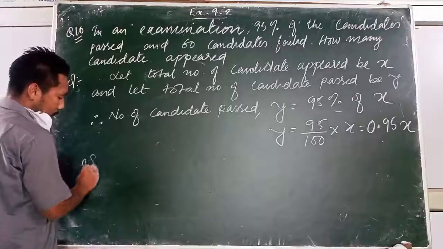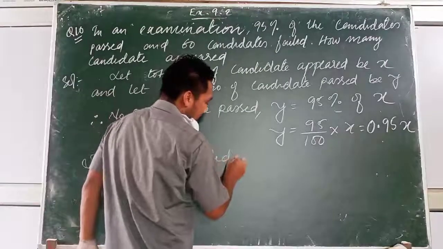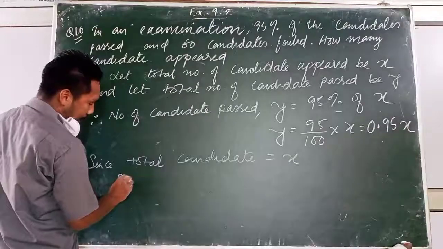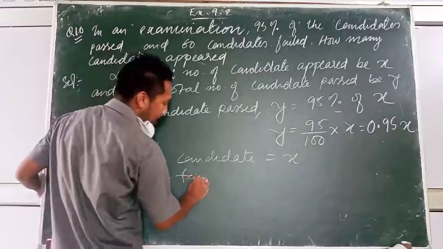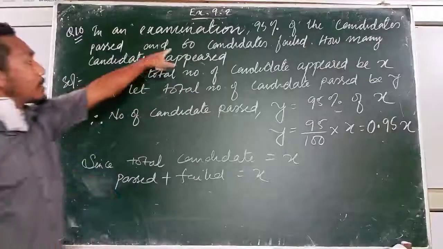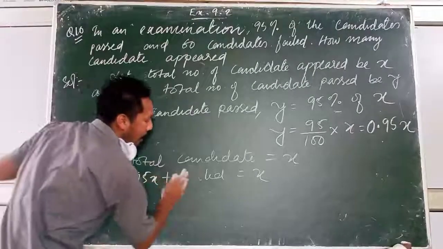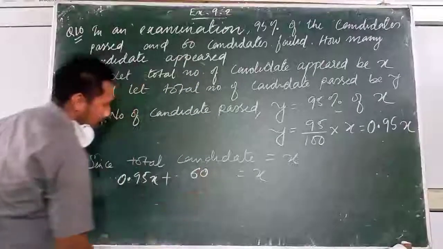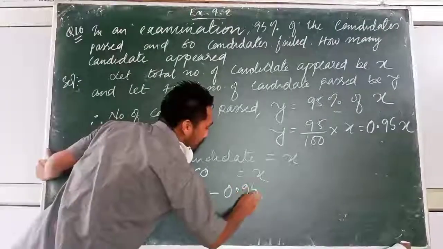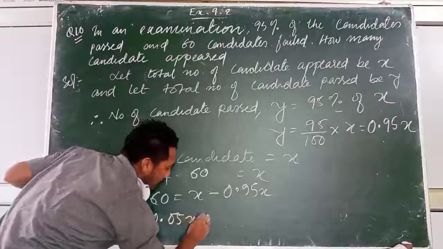Now, since the total number of candidates is X, passed candidates plus failed candidates will be equal to X. That is what they said. Passed candidates is 0.95X and failed candidates is 60. So if I write X this side, 60 will become X minus 0.95X. Which implies that 0.05X is equal to 60.